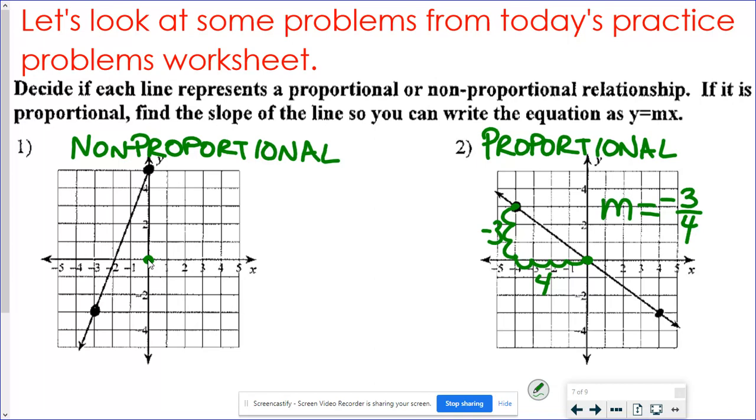I could continue that if I wanted to. I could go down 1, 2, 3, and then over 4, and that works again because it's linear. It has a constant rate of change.